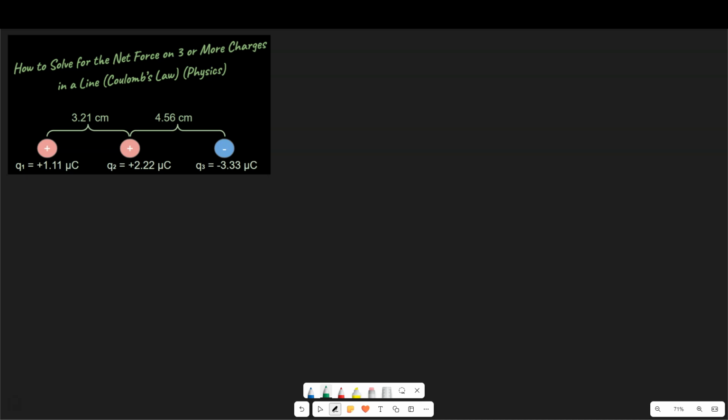But what I'm also going to do is show you exactly how to apply Coulomb's law in a way that will be efficient and makes sense. The first thing we need to do is run Coulomb's law 3 times so we can solve for the magnitude of the forces in between the three charges that we have to deal with. So the force between Q1 and Q2, the force between Q2 and Q3, and the force between Q1 and Q3. So let's go ahead and do that.